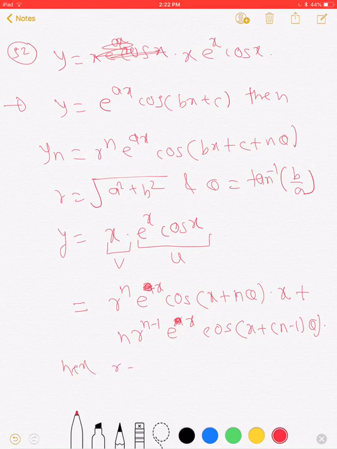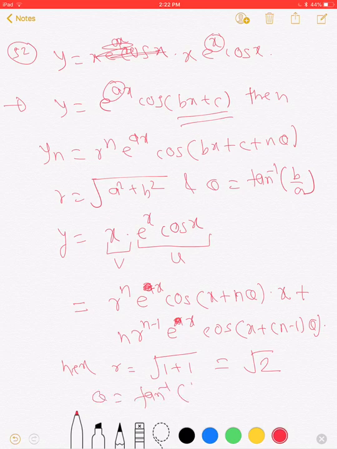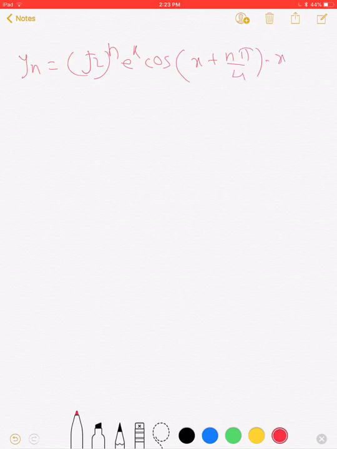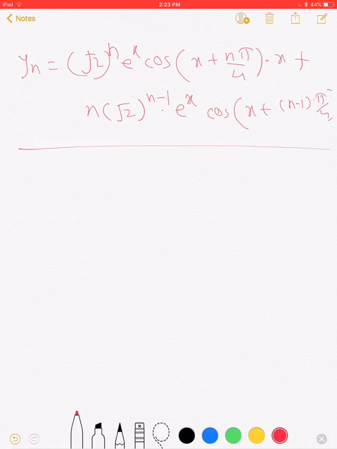Here the value of r is square root of 1 plus 1, because we know that a is 1, b is 1, so this becomes square root of 2, and theta is equal to tan inverse of b by a, that is 1 by 1, so it is pi by 4. So our final answer becomes y_n is equal to root 2 raised to the n e raised to the x cos of (x plus n pi by 4) into x, plus n into root 2 raised to the n minus 1 into e raised to the x cos of (x plus (n minus 1) pi by 4). So this is our final answer.